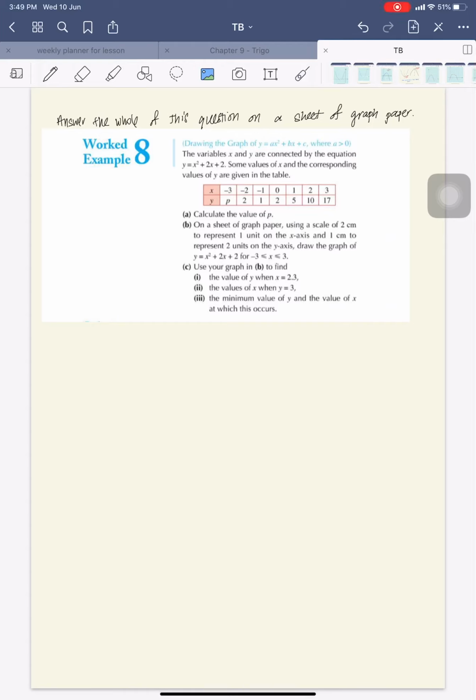Okay, we're going to do example 8 together. So I want you to take out a piece of graph paper so that you can follow my instructions and do it together. Feel free to pause the video at any point in time.